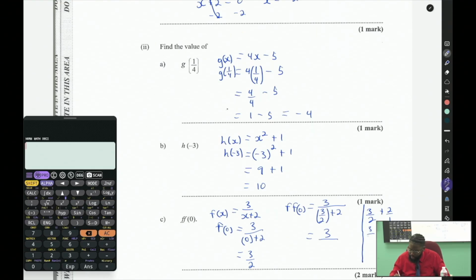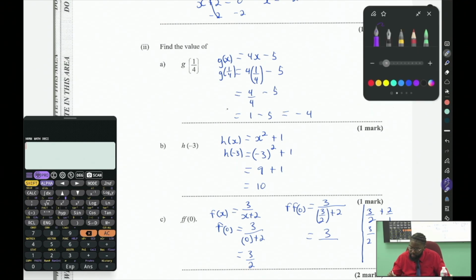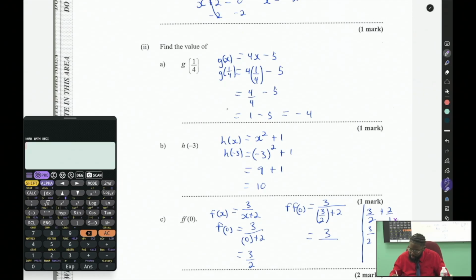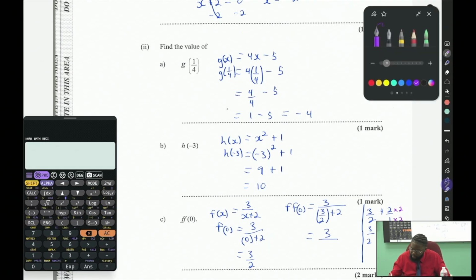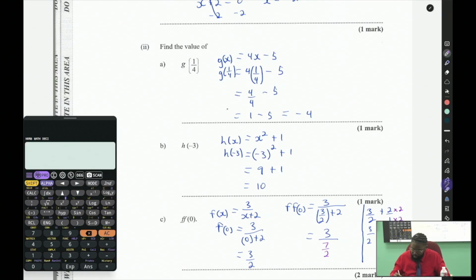will give us, for the LCM, we'd use 2. So whatever we do to the denominator, 2 times 1 gives us 2, we're going to do that to the numerator also. So we're going to have 4 over 2. When we add that, we get 3 plus 4, 7 over 2. So it's going to be 3 divided by 7 over 2, which we could then simplify.